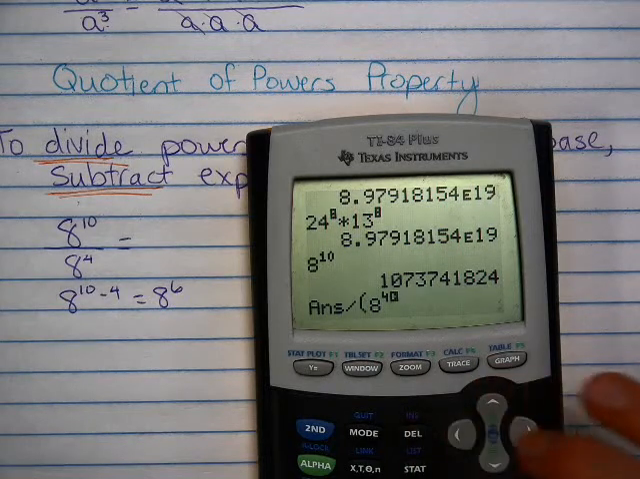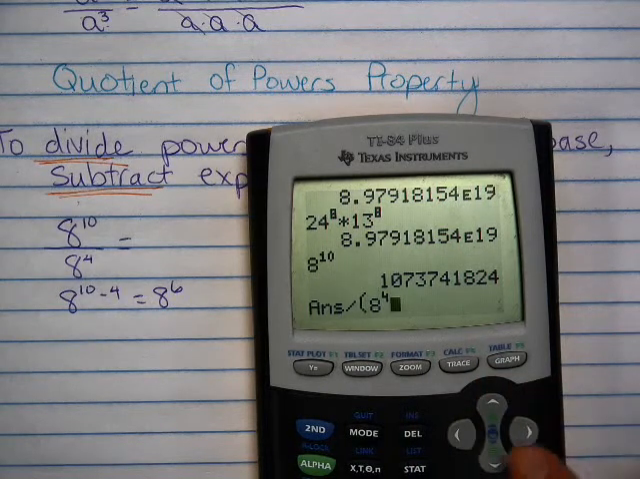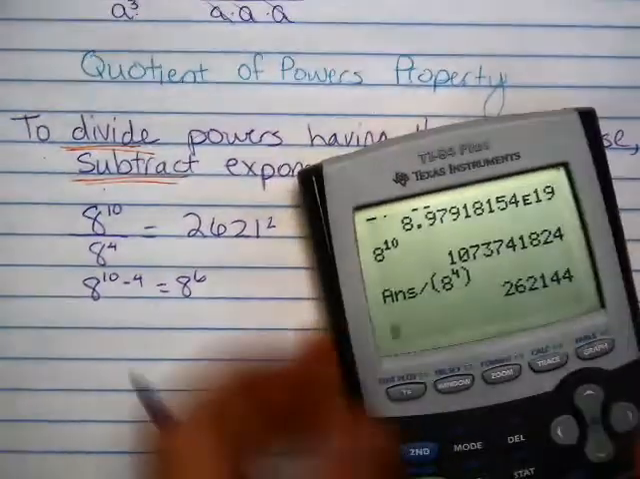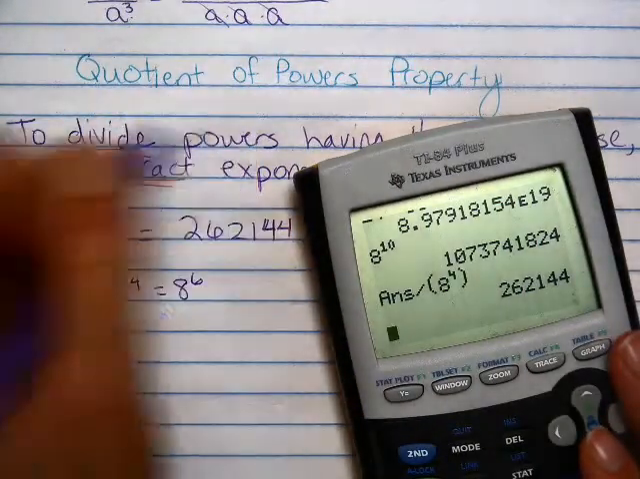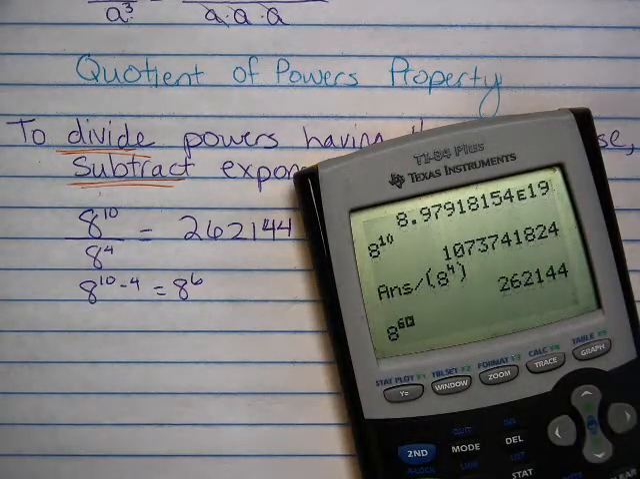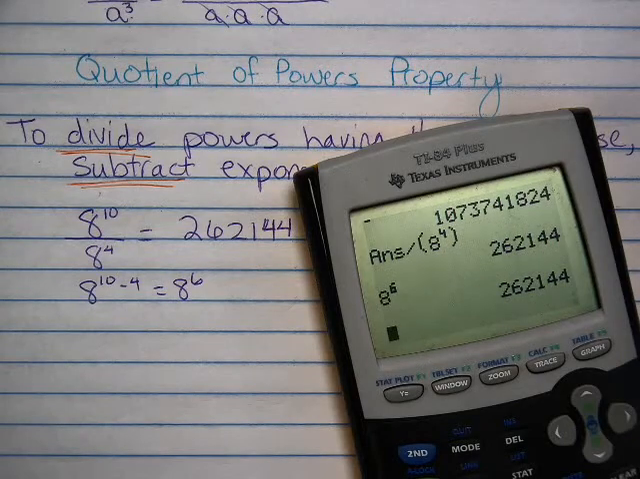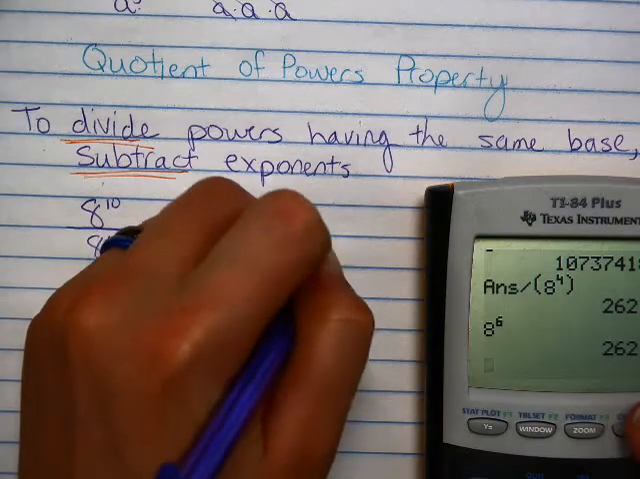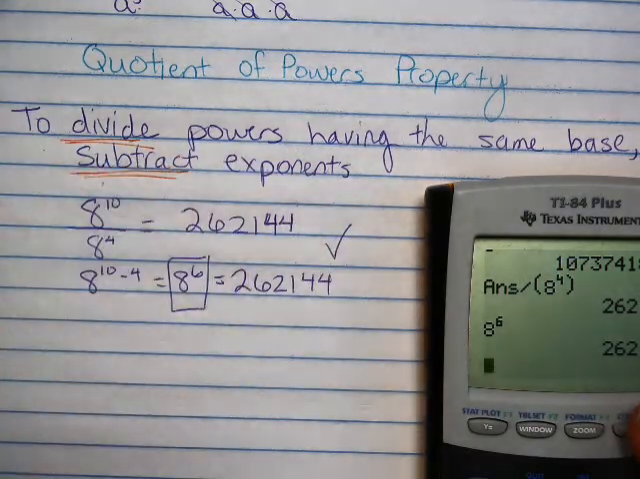Oops, I forgot to get out of there by pushing this button right there. Okay, so I have 262,144. Let's see what 8 to the 6th is. Yes, score, same answer. So that's 262,144. So my check worked, and that is my answer.